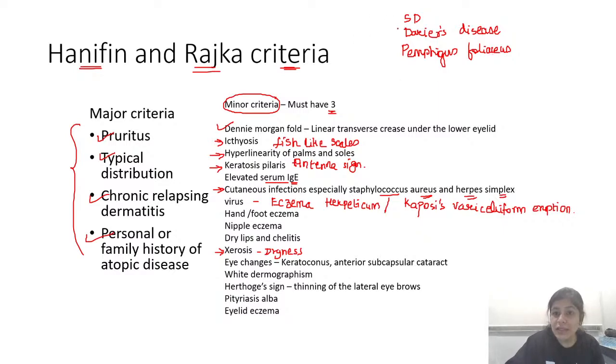Okay, so these, and sometimes in Hailey-Hailey disease as well. Basically, in any condition in which there is an impairment of the barrier, you will see that the herpes simplex, which is very common in the environment, can easily invade. Okay, and then it can cause a dissemination.